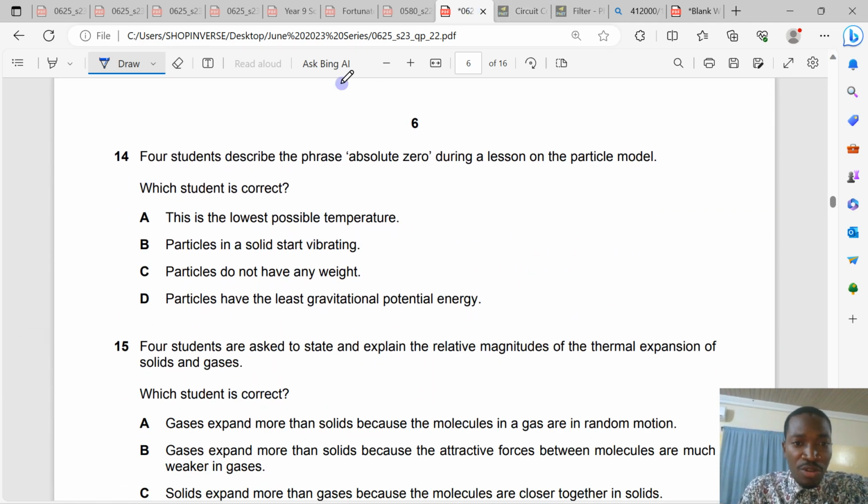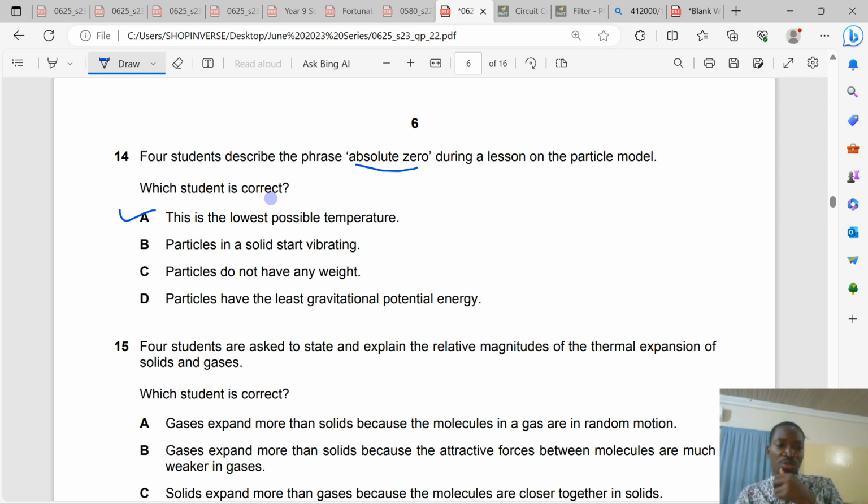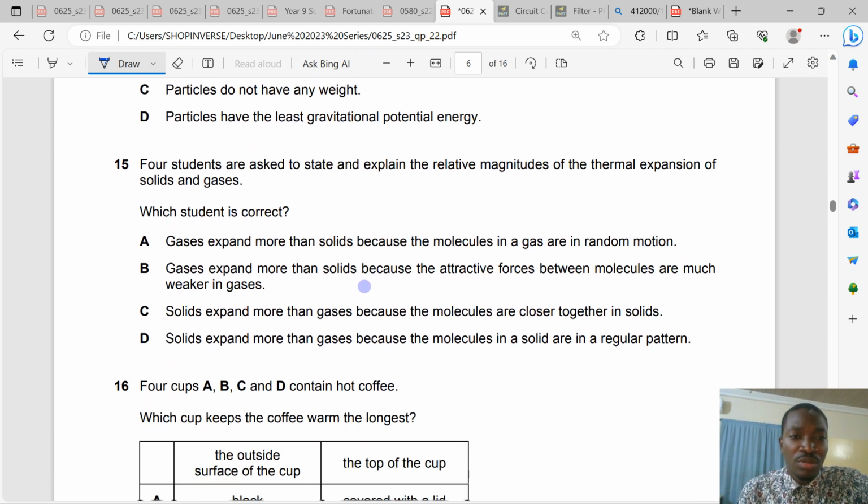Question 14. Four students describe the phrase absolute zero during a lesson on the particle model. Which student is correct? This is the lowest possible temperature. Of course, absolute zero is the lowest possible temperature. Particles in a solid start vibrating when you give them kinetic energy, so at absolute zero, the particles stop vibrating. Particles do not have any weight? Well, weight has nothing to do with temperature. Particles have the least gravitational potential energy? Gravitational potential energy has nothing to do with absolute zero.